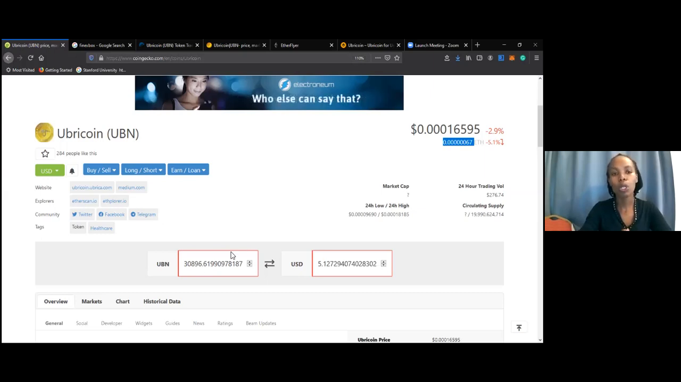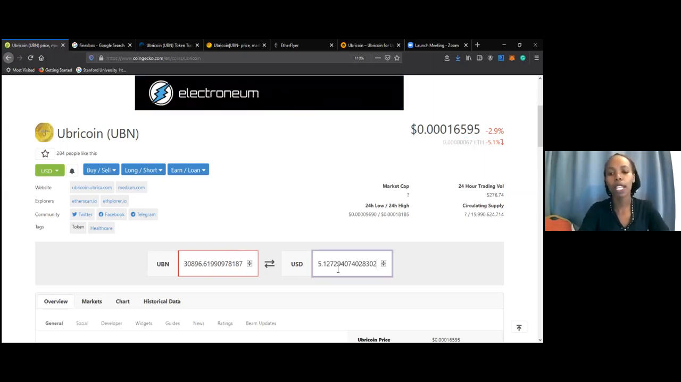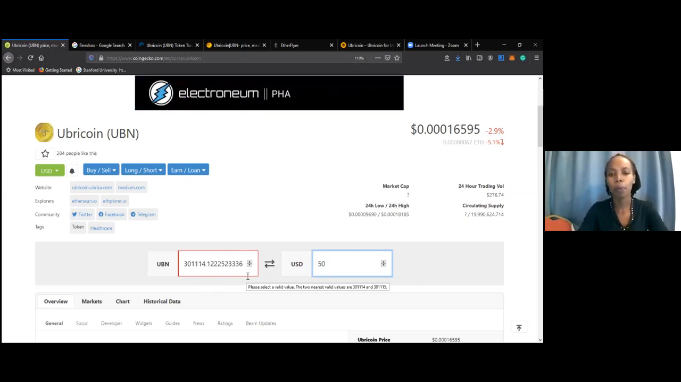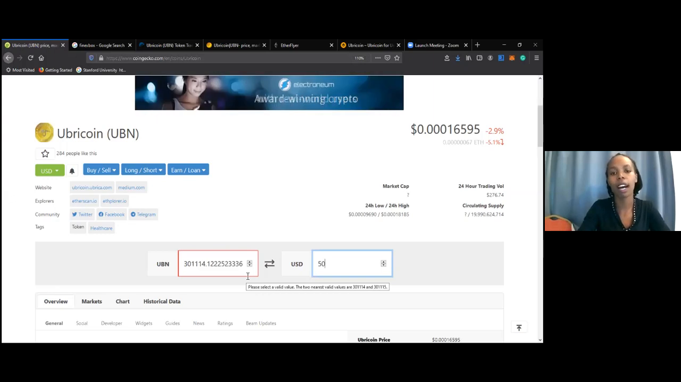So when you want to get how many UBNs you will receive, you just type the amount of money you want to spend in buying Ubricoins. For example, if we say we want to spend $50 today, you are going to get 301,000 Ubricoins. This gives you a rough idea of what you expect to receive from the person who is selling your UBNs, because we do not want people to be lied to. We do not want people's money to be stolen or to be sent very few UBNs.